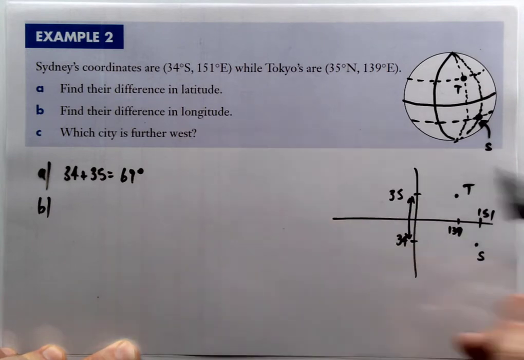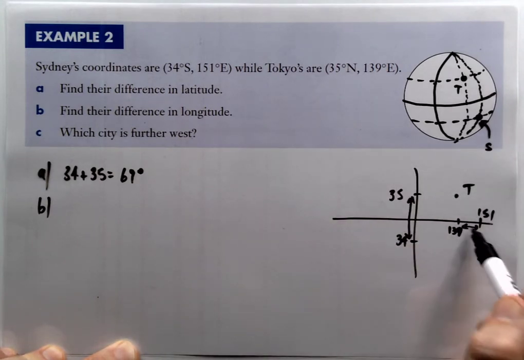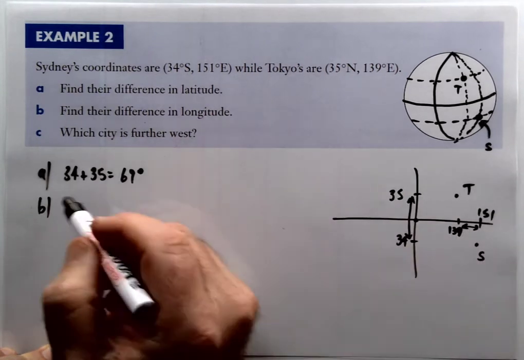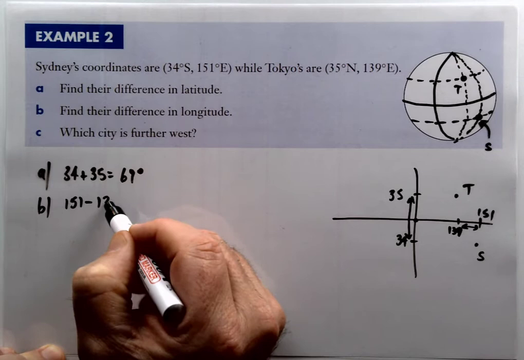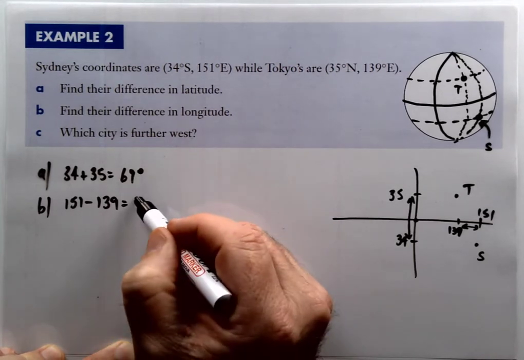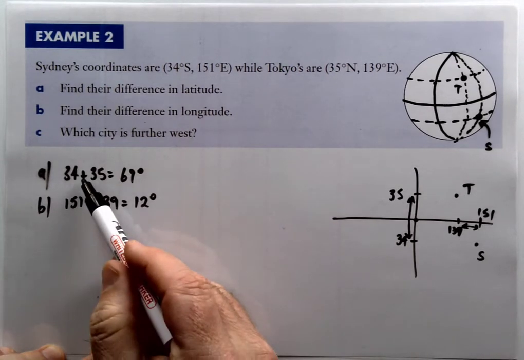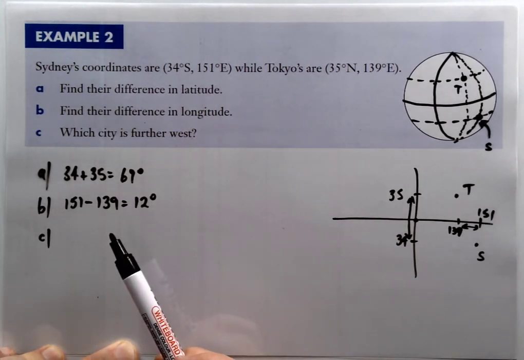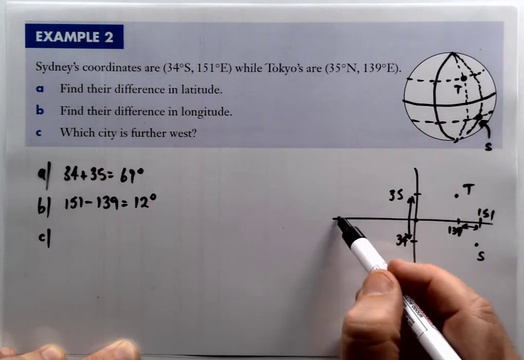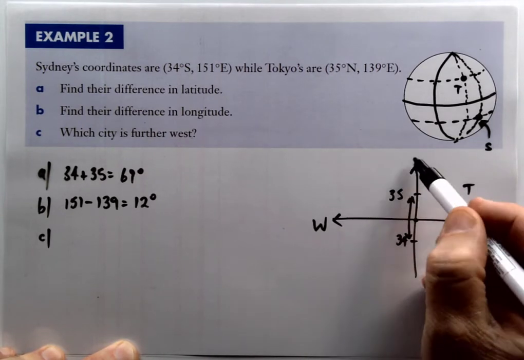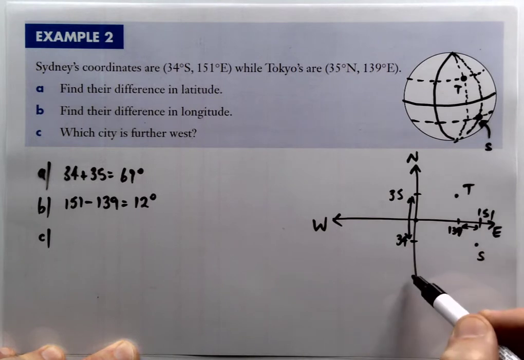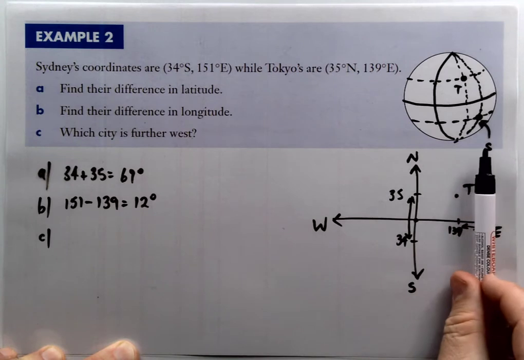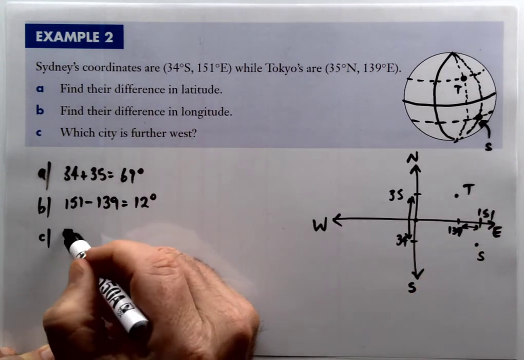The difference in their longitude, you can see here, because they're both to the east of that origin point, we need to subtract those two values there. That's why it's so important to draw yourself a little bit of a diagram to work out whether you need to add or subtract the two numbers. Okay, which city is further west? Well, you know that west is over this direction here, so that's still our north, east, south, etc. So which one is furthest to the west? So you can see Sydney's further to the east, so obviously Tokyo is further to the west.